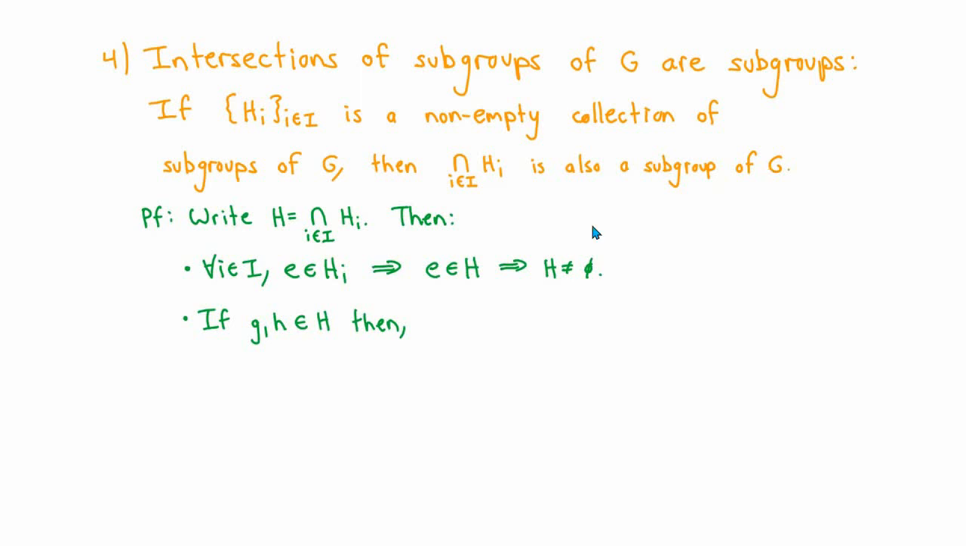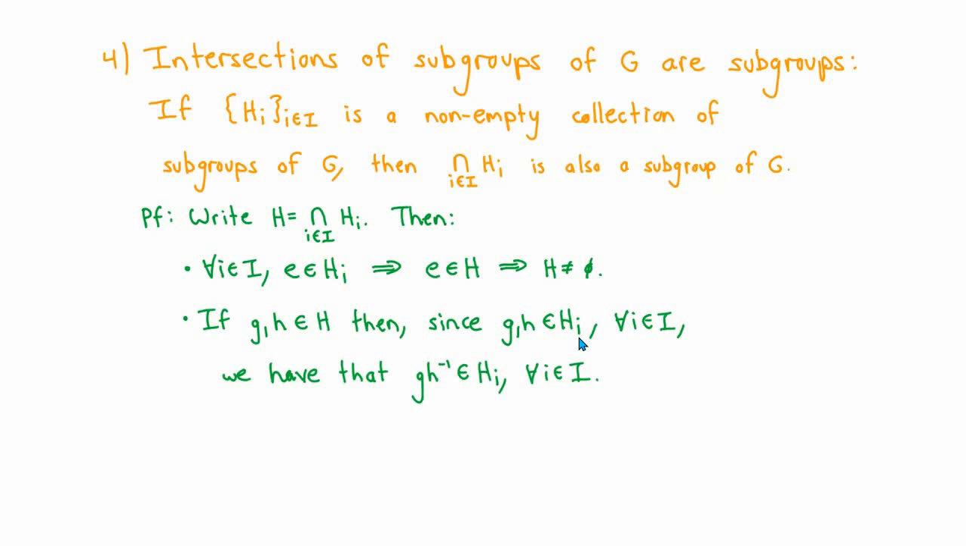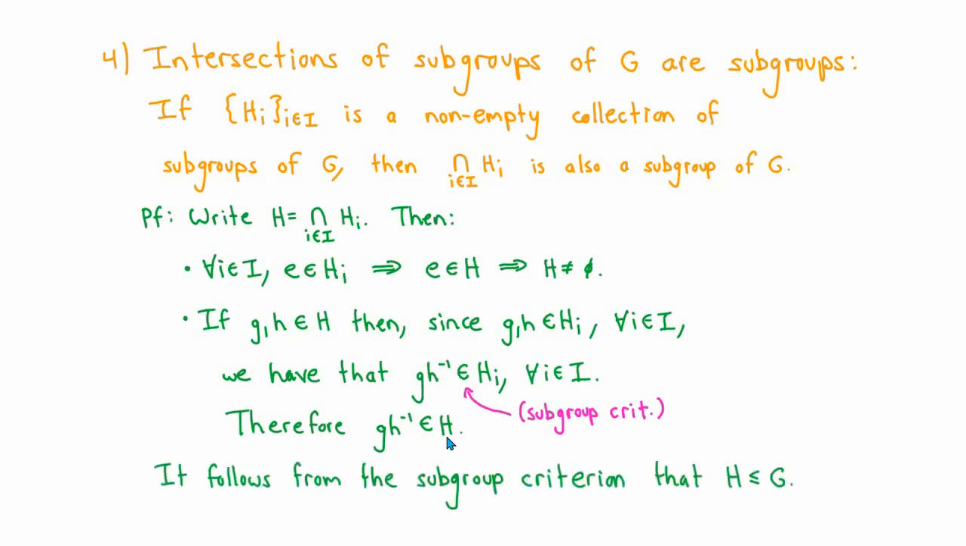Next, we'd like to use the subgroup criterion to show that the set H is a group. So suppose that g and h are elements of H, and what we want to show is that g h inverse is also an element of H. Well, if g and h are elements of H, which is the intersection of all of the H_i's, then g and h must be elements of H_i for every i in I. Now, since each of the H_i's is a group, by the subgroup criterion we have that g h inverse is in H_i for every i in I. But if g h inverse is in all of the H_i's, then it's in their intersection, so g h inverse is also in H.